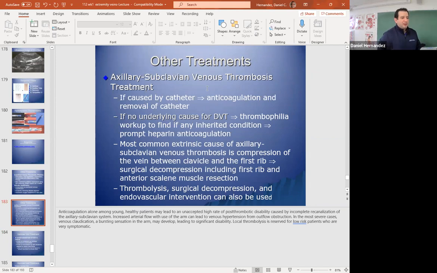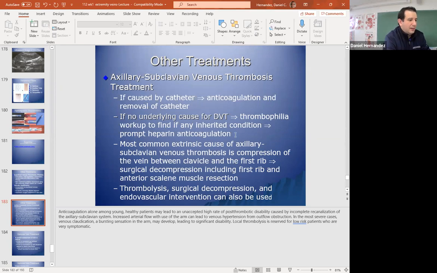Some other treatments that are available. In patients that have axillary subclavian thrombosis, if it's caused by a catheter being placed, for instance a patient who has a central line or a PICC line, we administer anticoagulation, so IV heparin, and then we remove that catheter because that catheter is acting as the catalyst, or that surface, for clots to form on. So we're going to remove the catheter that the clots are on, and then administer anticoagulation.